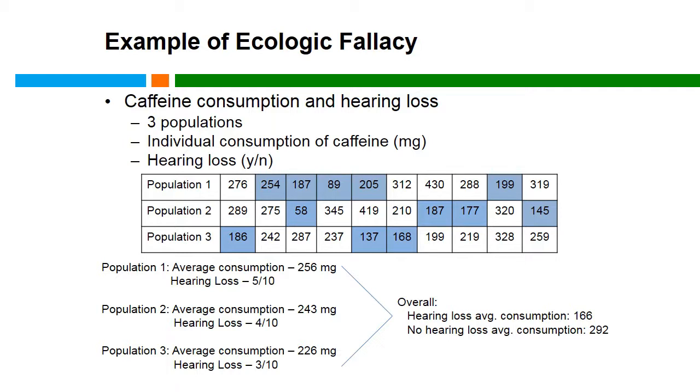If we were to analyze this data as an ecologic study, we would conclude that there's a positive correlation between caffeine consumption and hearing loss. However, if we delve a little deeper into the data and look at the individual level data of concentrations in hearing loss, what you'll see is that the average consumption among those individuals with hearing loss is 166 milligrams, while the average consumption among those without hearing loss is 292 milligrams. So this is an example of ecologic fallacy, where the conclusions at the population level do not hold when you look at the individual level data.